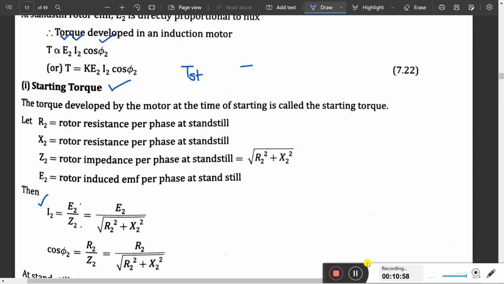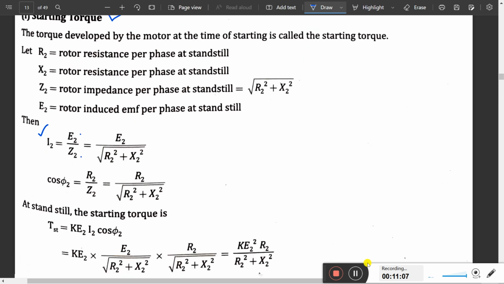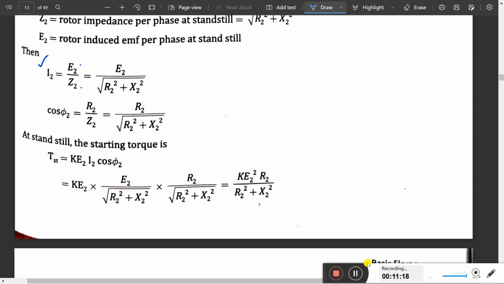One is starting torque, second one is maximum torque, and third one is full load torque. Now we are discussing starting torque. In the starting torque, I2 is equal to E2 by Z2 and cos phi 2 is equal to R2 by Z2, that is R2 by under root R2 square plus X2 square. We can substitute all these values. Finally, you get this equation.